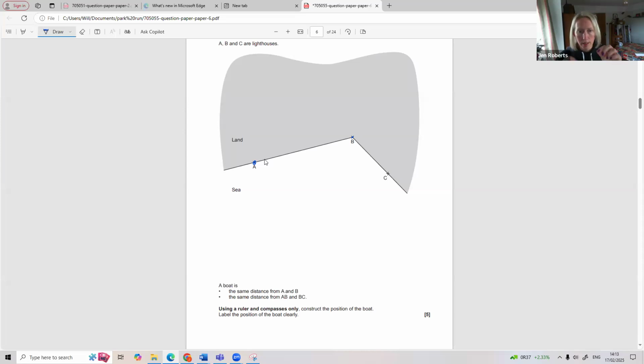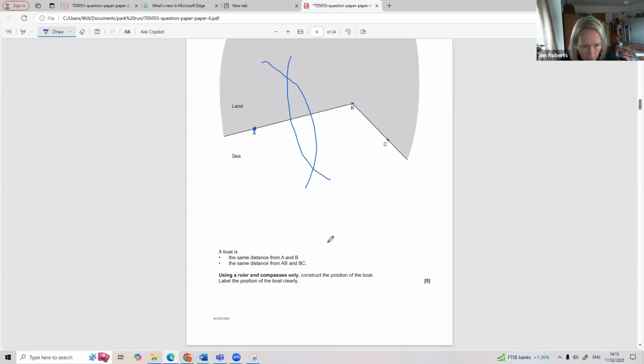If you get your compass, you put your point in A and you open it so it's more than halfway along that line from A to B. And I draw from there a massive arc. Do not change the length of your compass now. Put your compass point in point B and just do the same thing. Draw another massive arc.